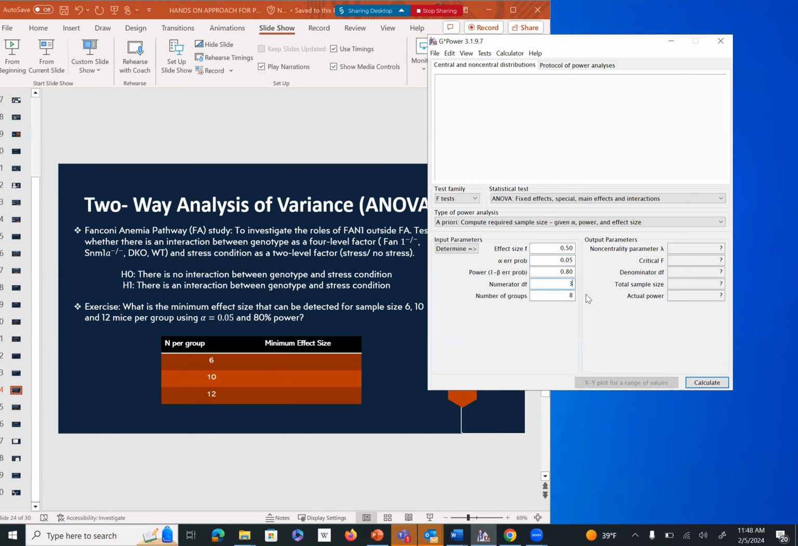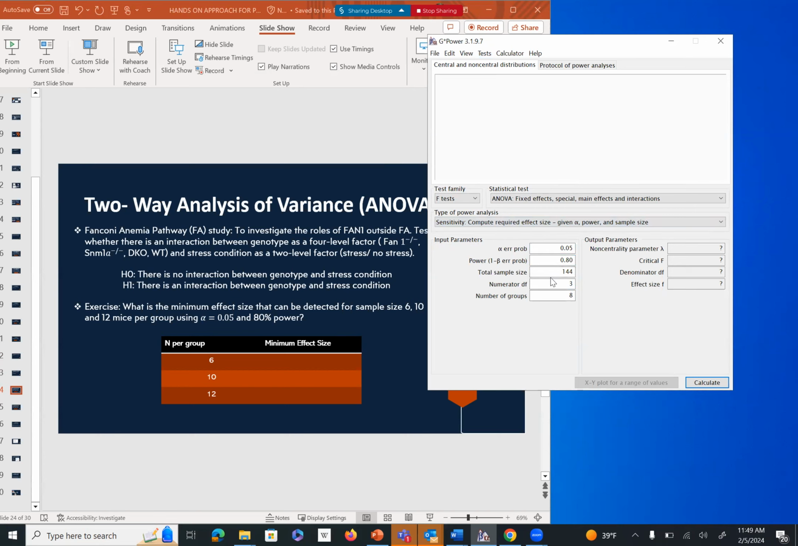And then the number of groups, how many groups will there be? So there will be 8 groups, 4 times 2, because we have a factor with 4 levels and a factor with 2 levels. So there'll be 8 groups here in our study. And if we're computing the effect size, we're performing a sensitivity analysis.